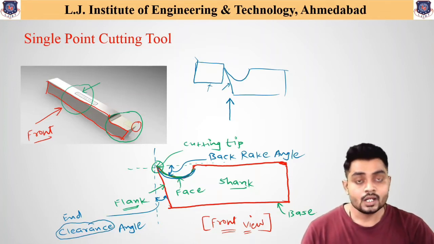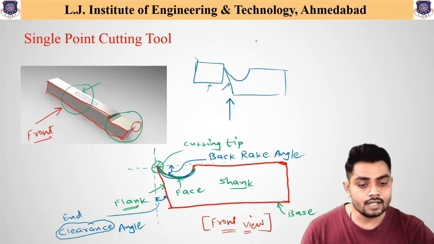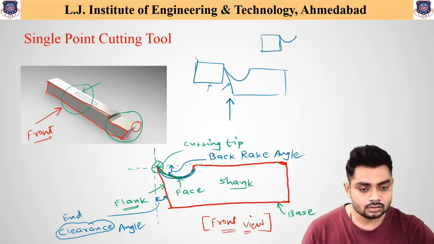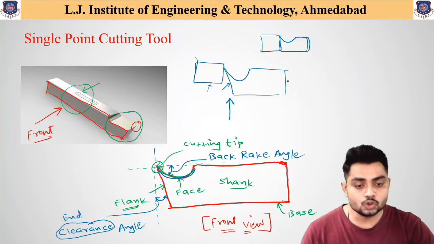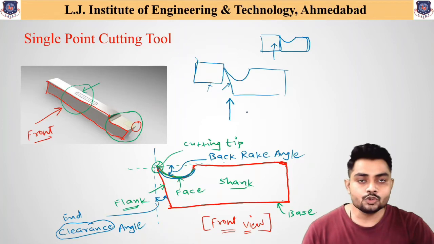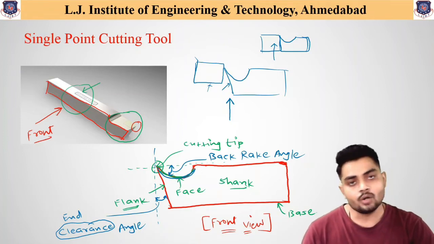Because if this clearance angle is not provided, then what happens? This tool directly rubs against the workpiece, and due to that there is only friction between this tool and the workpiece, and there are no chances of removing material from the workpiece. That's why this clearance angle is most important for cutting operation.